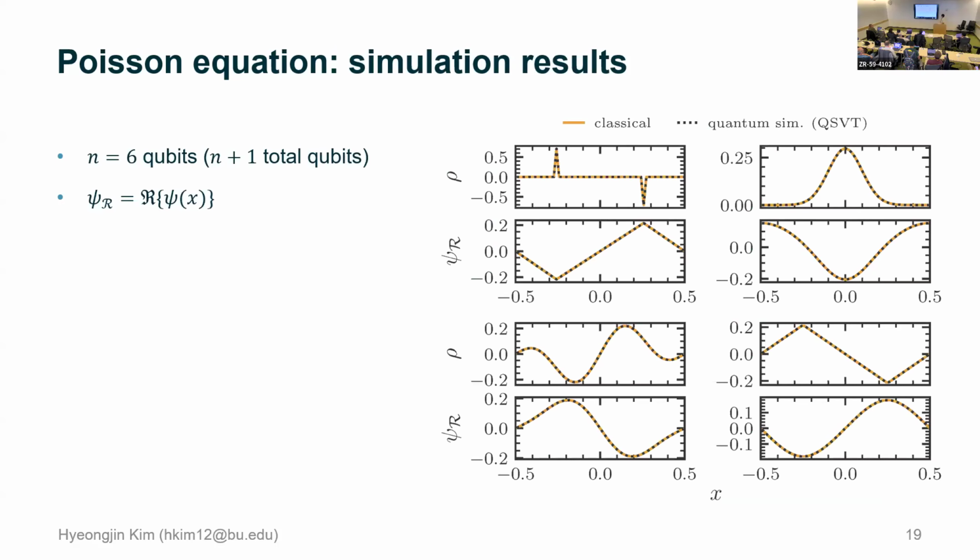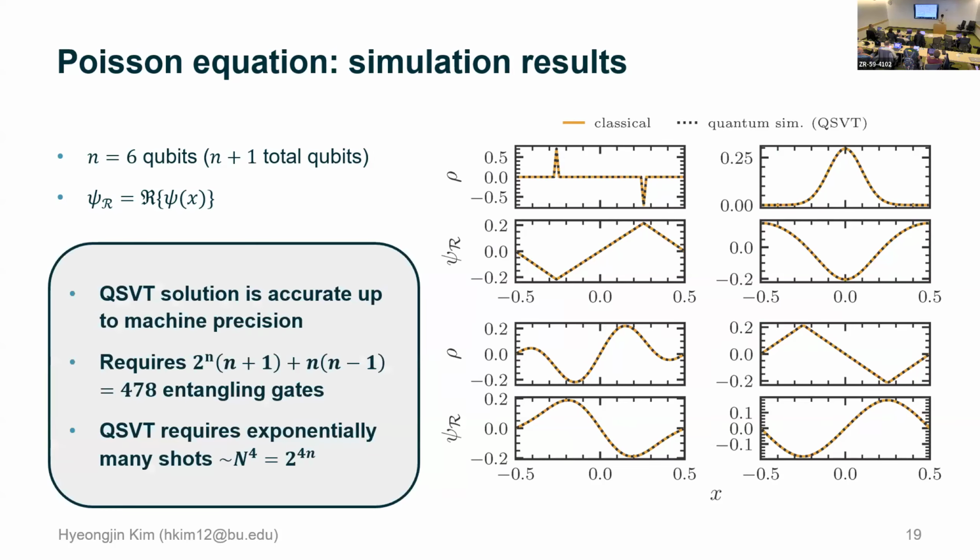And then we did the same thing. We just tried out 4 different types of source terms. So some peaks, Gaussian, some composite sines, and a ramp. And here we only use QSVT, so we just have the classical solution and the quantum simulation solution with QSVT. Here, the QSVT solution is using state vector simulation, so it's just accurate up to machine precision because we're doing an exact implementation. Same number of entangling gates, but just the way this coefficient C of n changes, it requires exponentially many shots. So it's not quite as good as the evacuation equation.